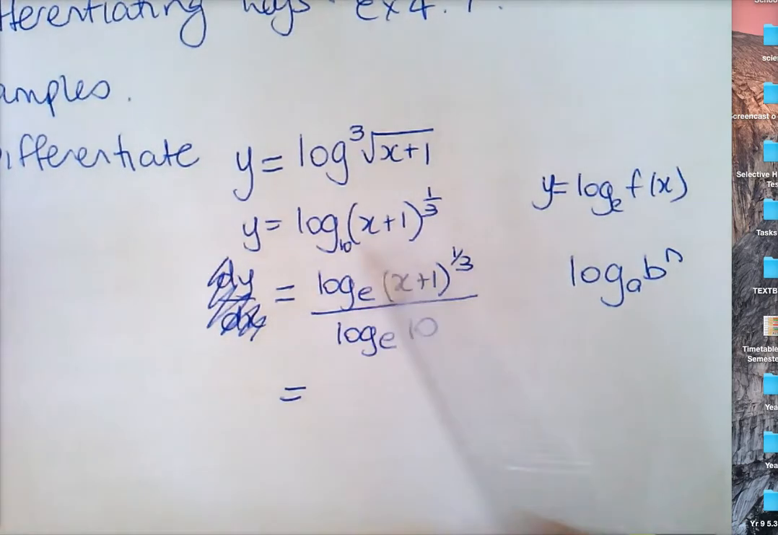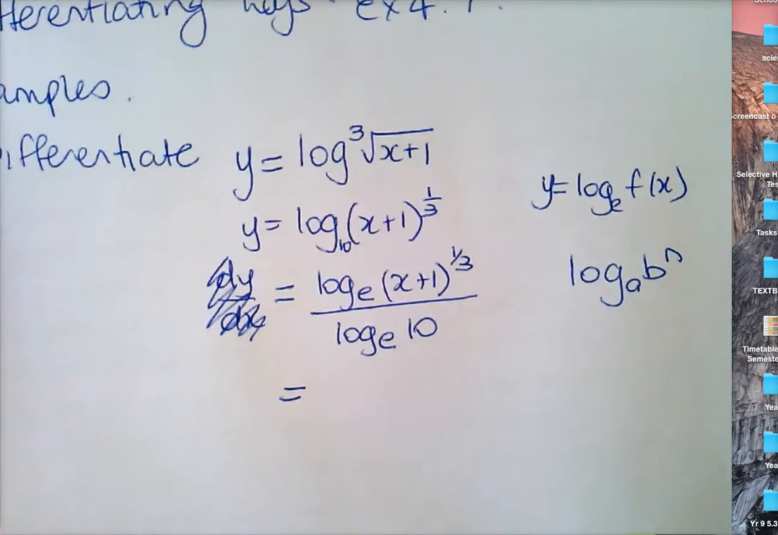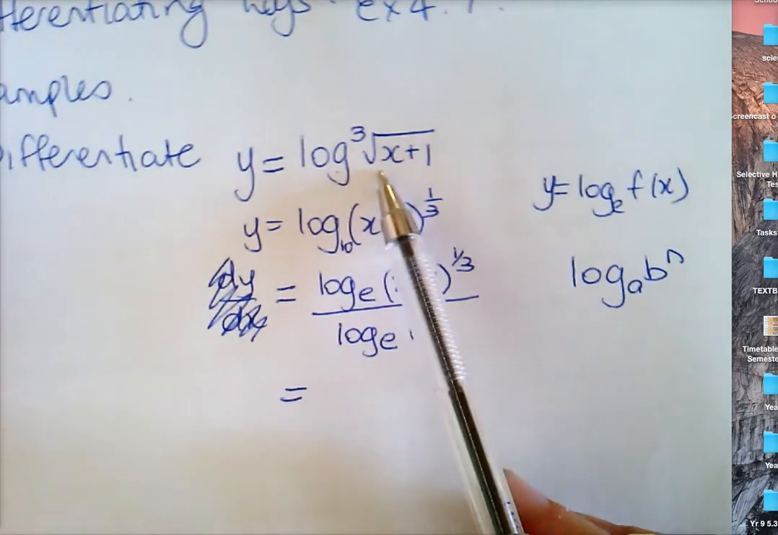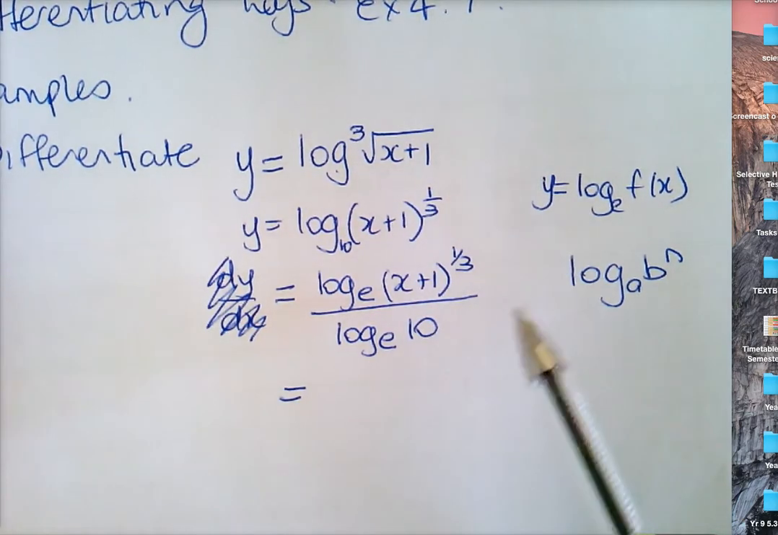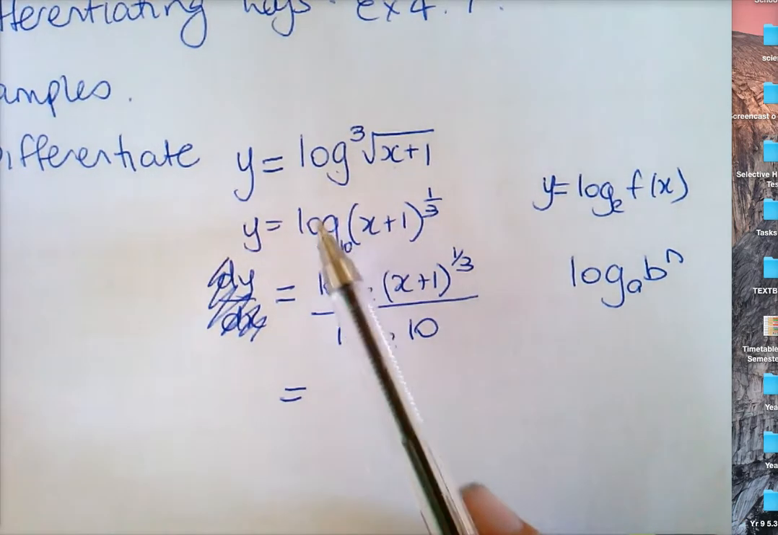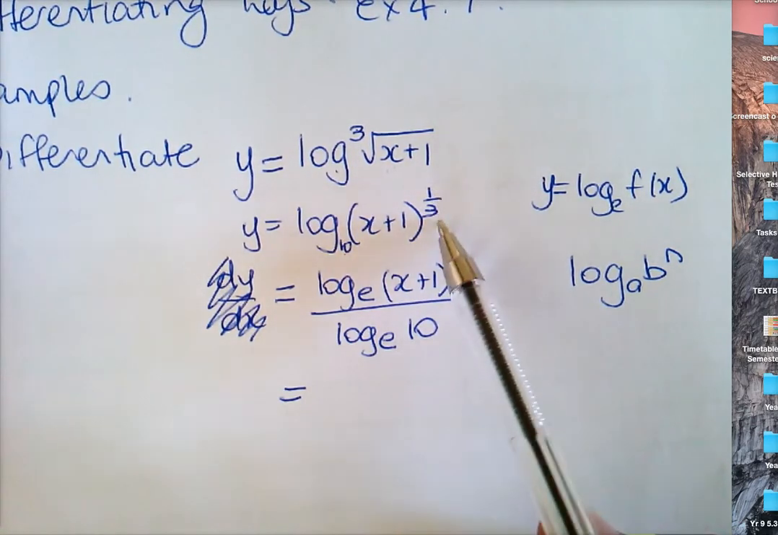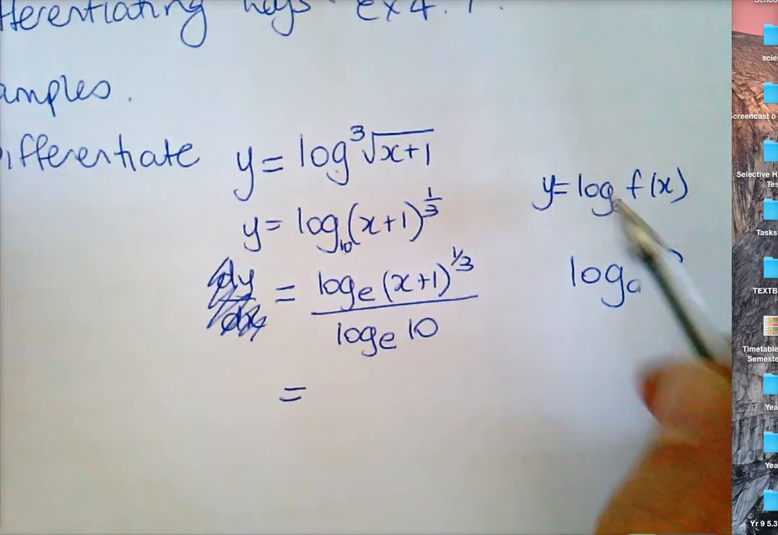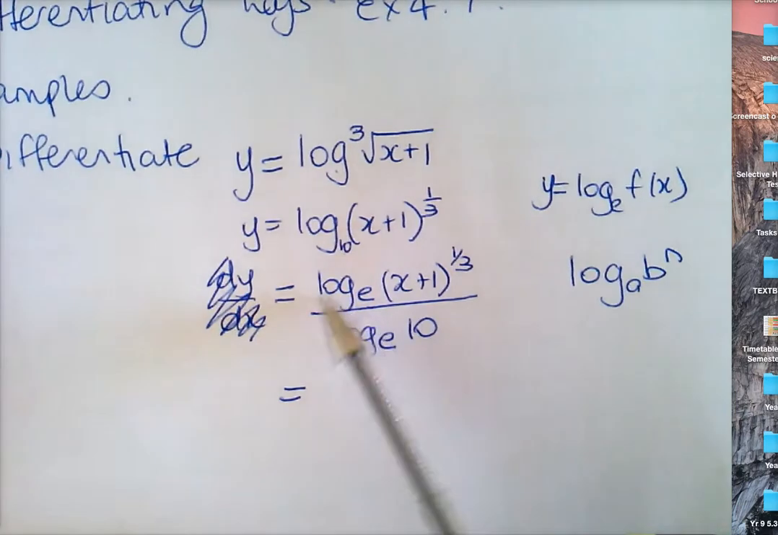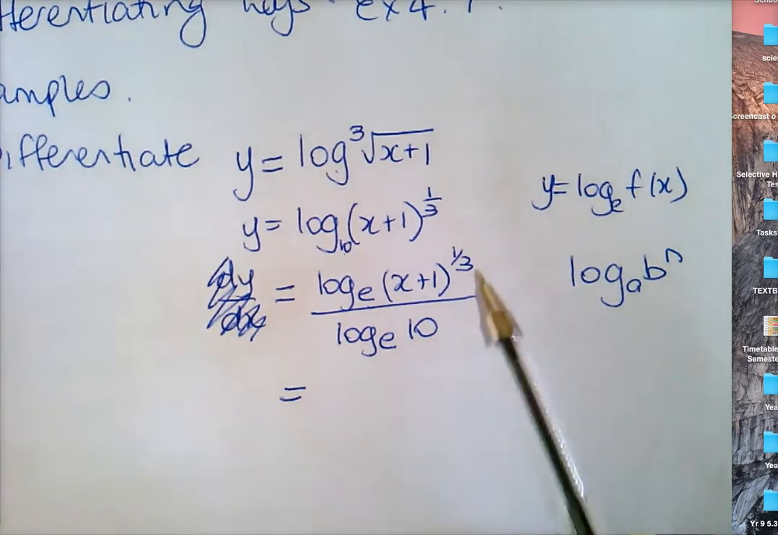Because we don't know how to differentiate unless it's log to the base e. So at the moment this is log to the base 10 of the cubed root of x plus 1, which means log to the base 10 of x plus 1 to the power of a third. Now, we only know how to differentiate y equals log to the base e. So we need to do a change of base and make it log to the base e of x plus 1 to the power of a third.